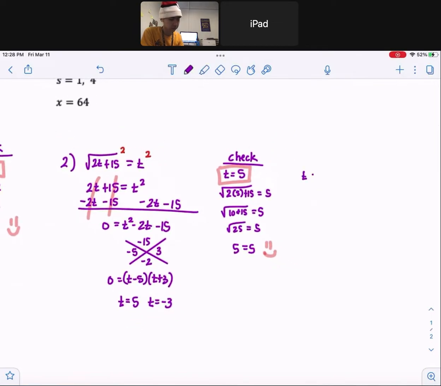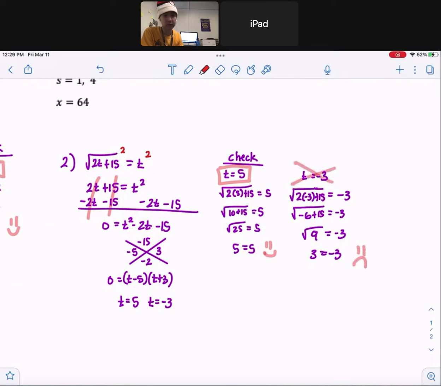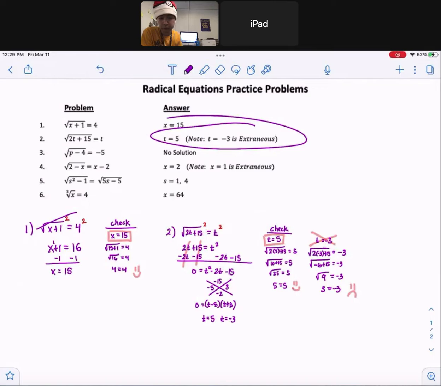Now let's check t equals negative 3. So plug that into the original equation. So 2 times negative 3 is negative 6, plus 15 equals negative 3. Square root of 9 equals negative 3. 3 equals negative 3. That is a false statement, you guys. So that means this is not going to be one of our answers. So your only answer is t equals 5.